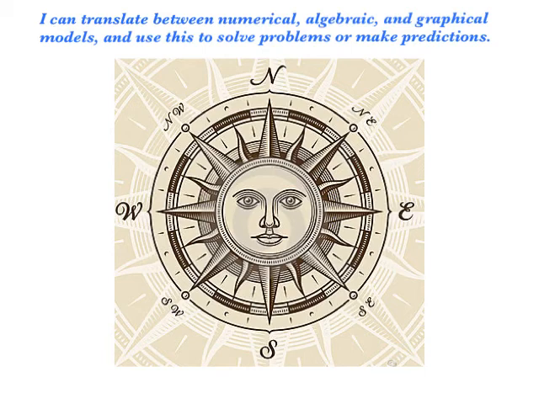The graphic is called a compass rose, and it's used to show direction and orientation for the map.